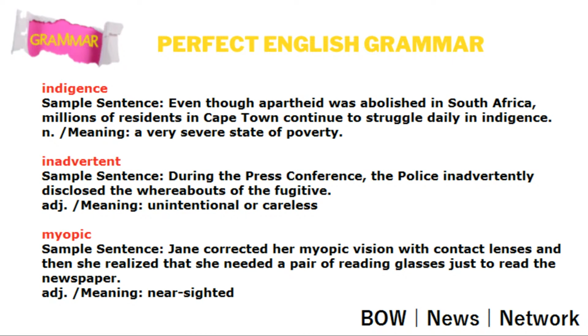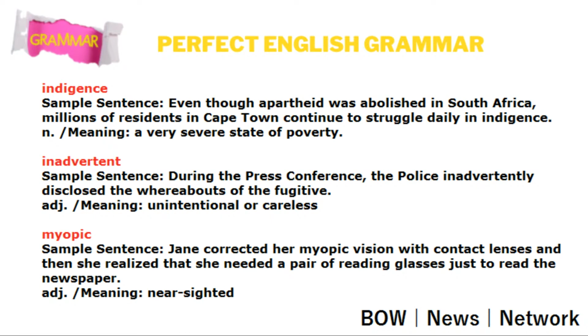Indigence, sample sentence: Even though apartheid was abolished in South Africa, millions of residents in Cape Town and other cities also continue to struggle daily in indigence. Meaning, a noun, very severe state of poverty. Inadvertent, sample sentence: During the press conference, the police inadvertently disclosed the whereabouts of the fugitive. Adjective meaning unintentional or careless.